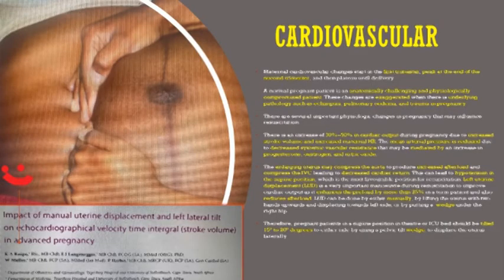Maternal cardiovascular changes start in the first trimester, peak at the end of the second trimester, and then plateau until delivery. A normal pregnant patient is an anatomically challenging and physiologically compromised patient. These changes are exaggerated when there is an underlying pathology such as eclampsia, pulmonary edema, and trauma. There are several important physiological changes that may influence resuscitation in a pregnant woman.